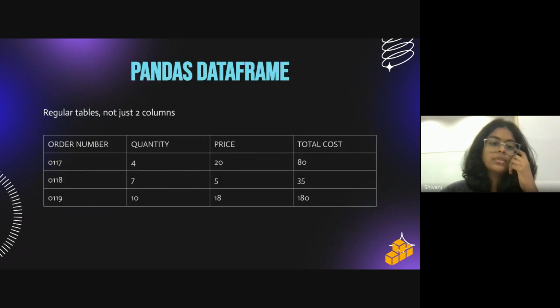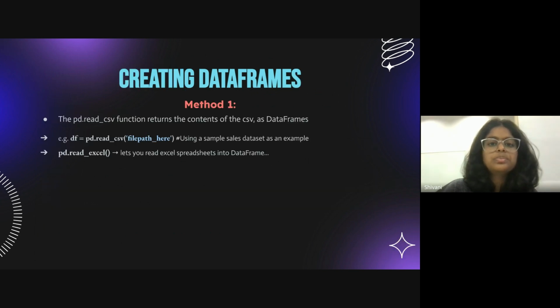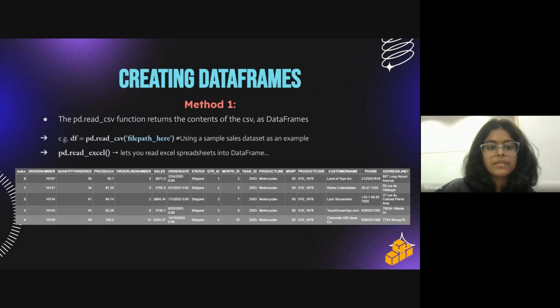Moving on to data frame. So remember how previously I said a series can only have 2 columns, right? Pandas data frames can have more. For example, here you can see that it has 4 columns and 4 rows. So how do you create a data frame in the first place?